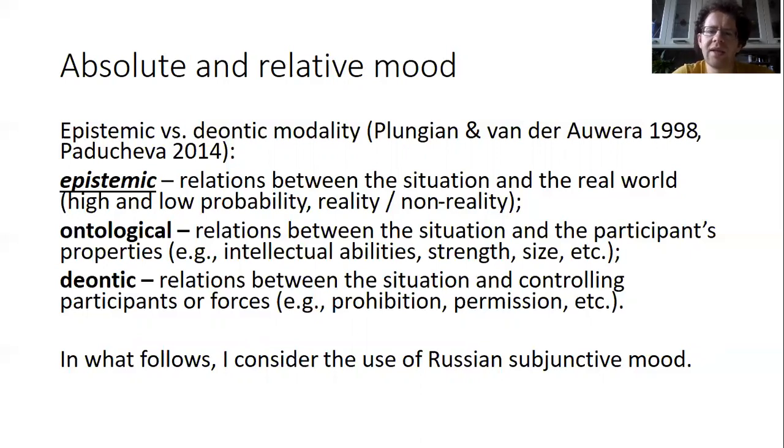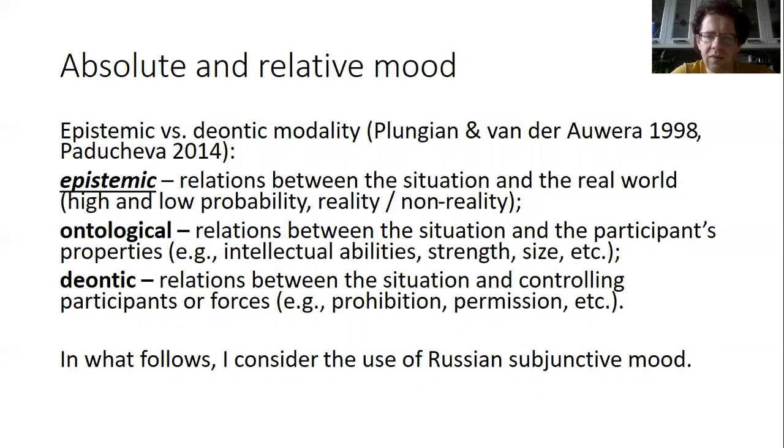First, recall that the modality category has several types of meanings. What's the most relevant for this talk is the epistemic type that includes probability, reality, and non-reality. For instance, Peter must be here. Петя должен уже быть здесь. Or Петя, скорее всего, уже здесь.